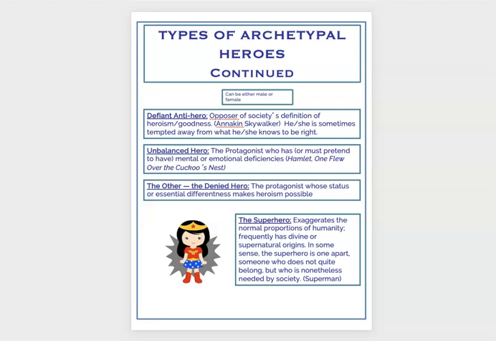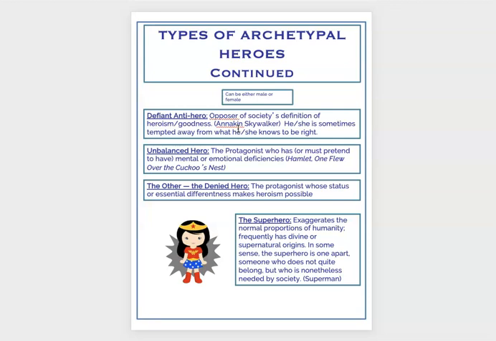The defiant anti-hero is Anakin Skywalker, absolutely the epitome of that. They are opposing society at large, and they oppose the idea of heroism or goodness, and sometimes tempted away. But there's maybe a kernel of good in them, but they've just taken the wrong path.